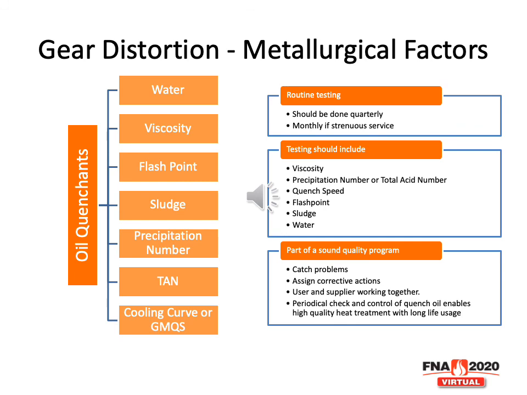I also want to start looking at the cleanliness of my oil by looking at my sludge, precipitation number, and total acid number, because these affect the cleanliness of my part. So I have three things that I'm looking at: a safety aspect, a cleanliness aspect, and my quench capability. The idea of routine testing, typically once a quarter being adequate, is to catch problems and determine corrective actions to be taken. It's really the customer and supplier working together. The idea is to protect your investment in your quenchant.